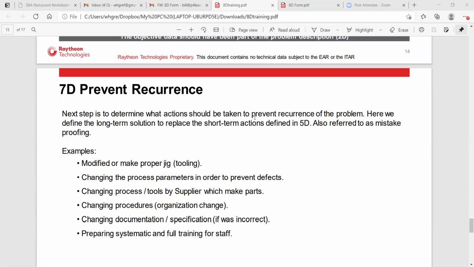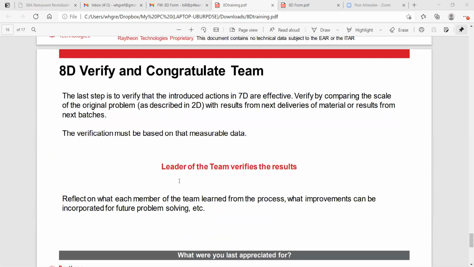And I think that's the case with this one, where we're no longer stamping and there's going to be a machining operation. Changing process tools by the supplier, which make parts, changing procedures, changing documentation. And we're going to be doing some of that, and preparing systematic and full training for staff. We're going to be doing some of that. And finally, verify and congratulate the team.